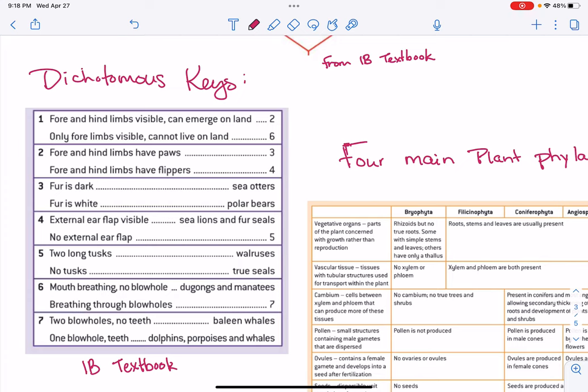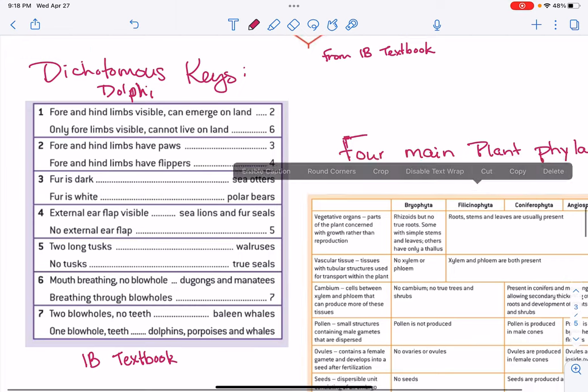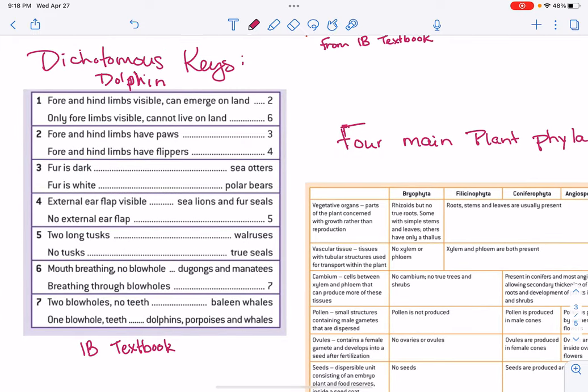So just to show you very quickly, this is a dichotomous key, I think for aquatic mammals is what I'm guessing. I'm just making this up, but let's say we wanted to find a dolphin. Let's say we had a picture of a dolphin or an explanation of what a dolphin looks like. If we had an unknown organism that is actually a dolphin, we could look at this picture.